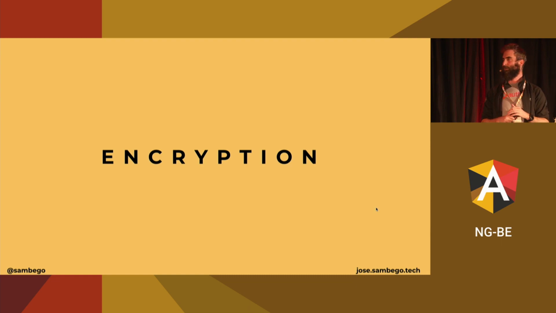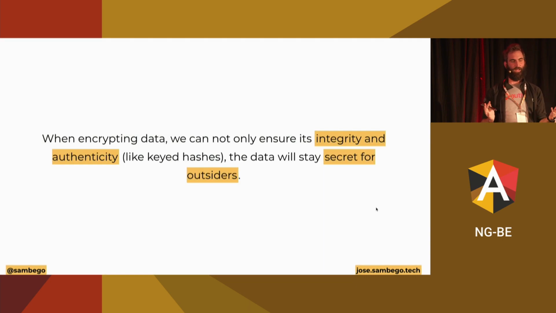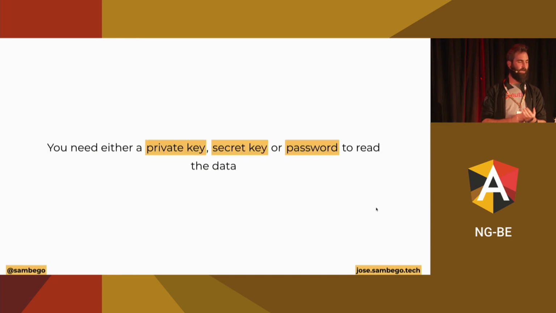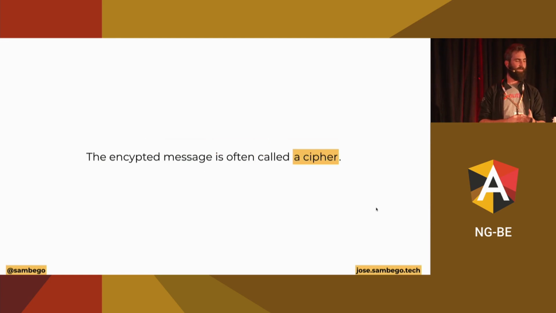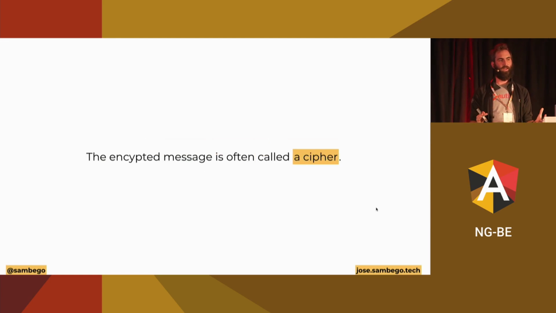So the last thing I want to touch on before we go to the real deal is encryption. I think we all have an idea of what encryption is, but when encrypting data, we can not only ensure the integrity and the authenticity, like with keyed hashes, but the data will also stay secret from outsiders, which means nobody else should be able to read or get to the actual content of an encrypted message other than you and the person it's intended to be received by. So you will need either a private key, a secret key, or a password, depending on the algorithm, to encrypt and decrypt those messages. And the encrypted message is called a cipher. When I say a cipher, it's the output of an encryption algorithm.